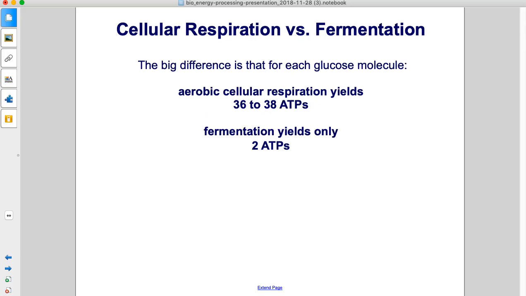So, cellular respiration and fermentation are similar, but the big difference is that for each glucose molecule, aerobic cellular respiration yields 36 to 38 ATPs. Fermentation yields only 2 ATPs.